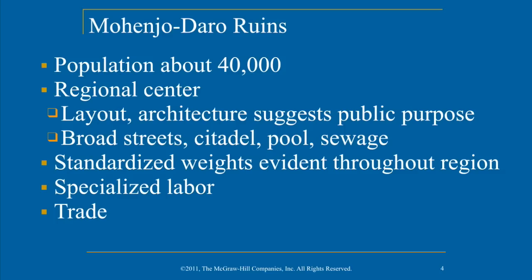The Mohenjo-Daro Ruins. Population was about 40,000, very large for its time. It was a regional center, meaning that it was part of a larger community, but it was the center of trade and commerce. It had a layout and architecture that suggests a public purpose.